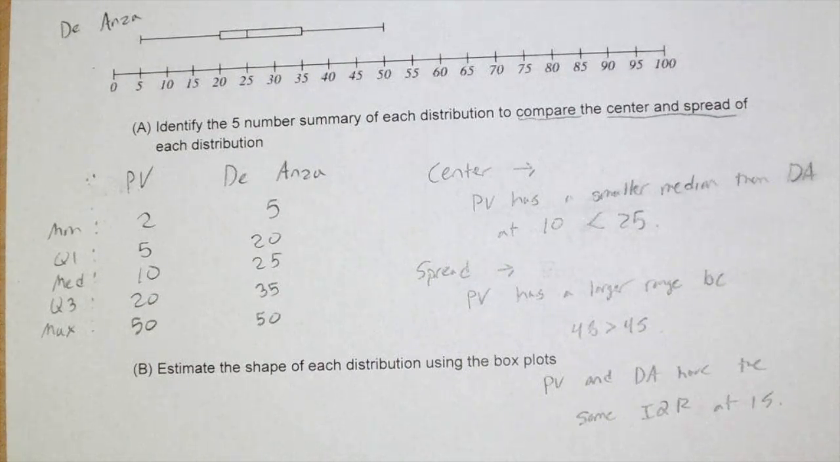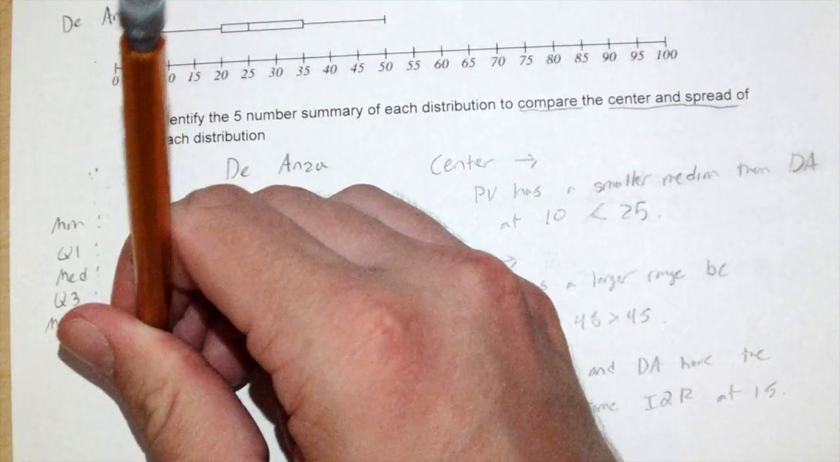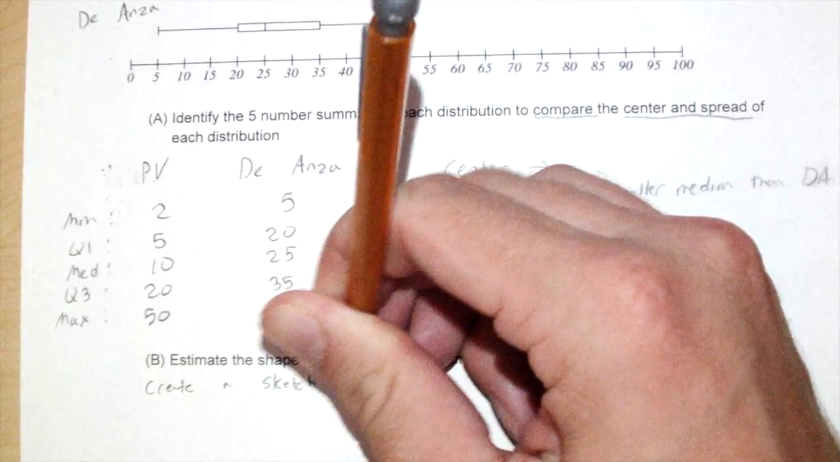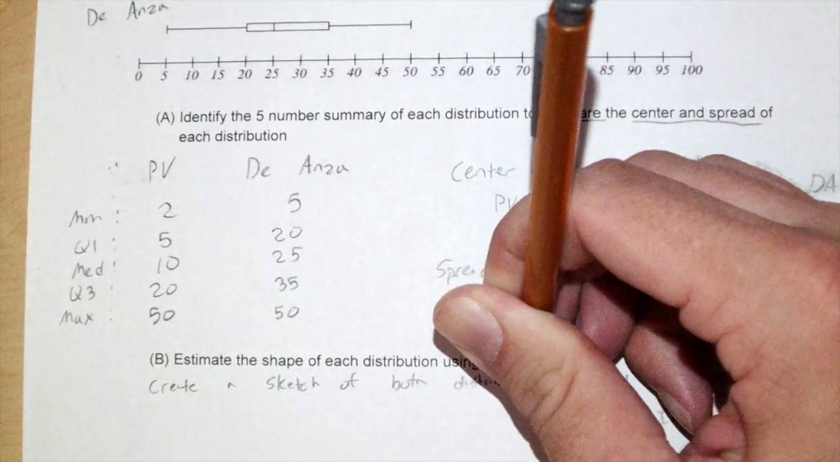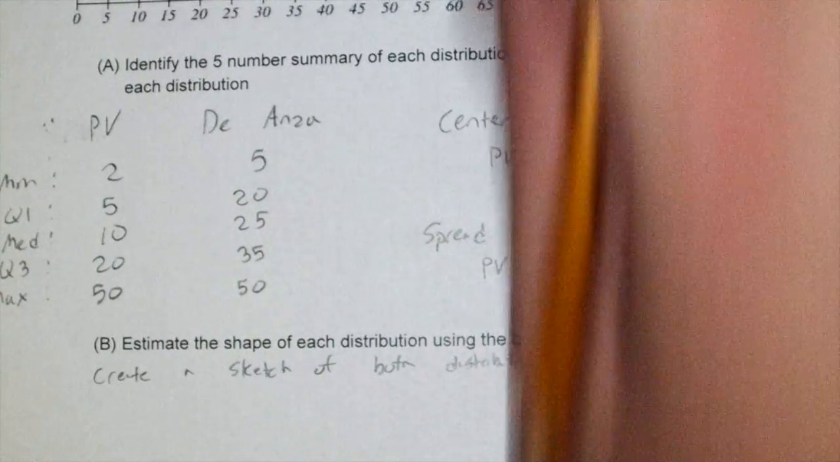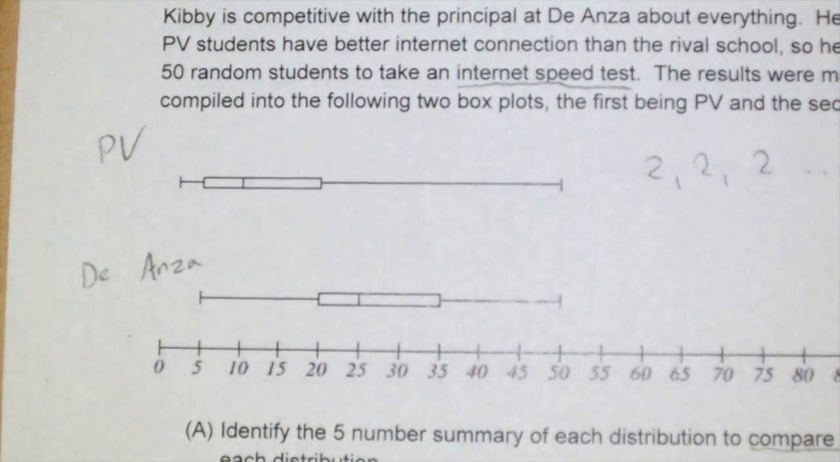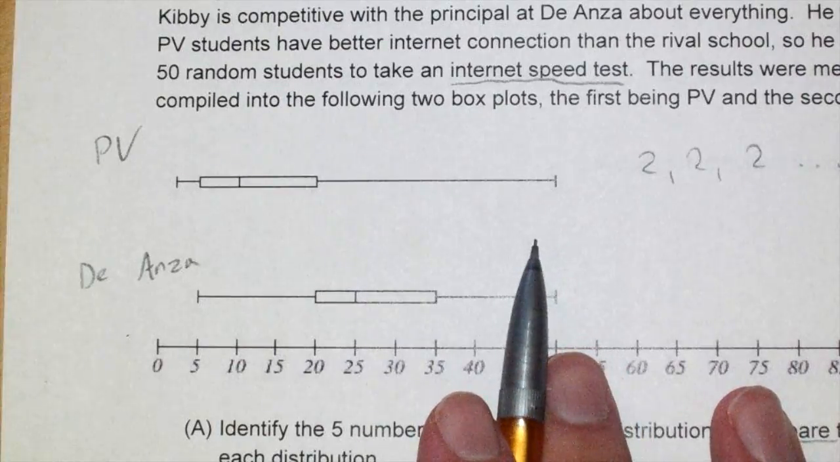And it says to estimate the shape of the distribution using the box plots. And I'm going to write in the rest of them to create a sketch. Okay, so this is my favorite part of the lesson. And here's what I want you to think. We're going to really look at this box plot and try to figure out shape. So first, what we need to think is the shape of the distribution is where's all the data.